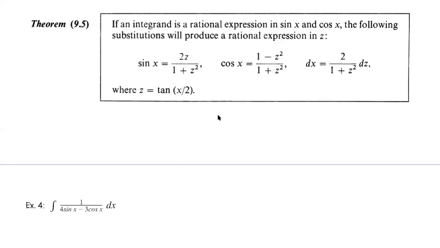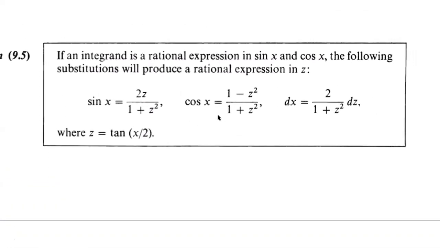What we have here is a few special rules. If an integrand is a rational expression, meaning there's some sort of fraction involved, involving sine and cosine, then the following substitutions will produce a rational expression in terms of z. Sine x could equal 2z over 1 plus z squared. Cosine x can equal 1 minus z squared over 1 plus z squared, and then that gives us a dx of 2 over 1 plus z squared dz.